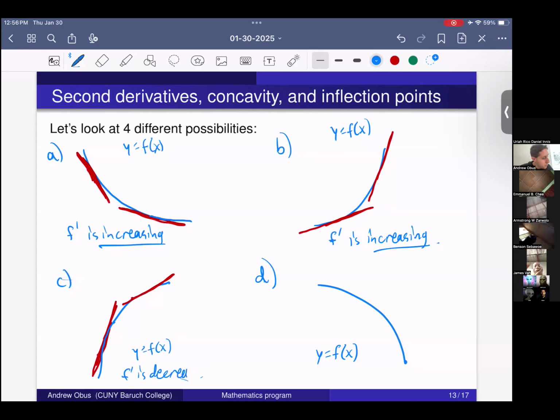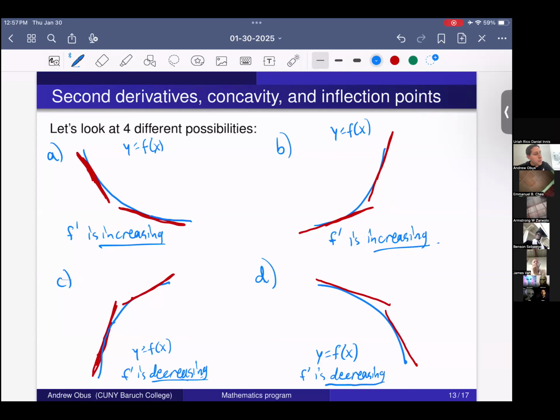Right? Because it goes from a high number representing the steep slope to a lower number representing the shallower slope. And then lastly, here we start with a small negative slope and we move on to a big negative slope. So it means the slope's getting more negative. And so that means here that f prime is decreasing.